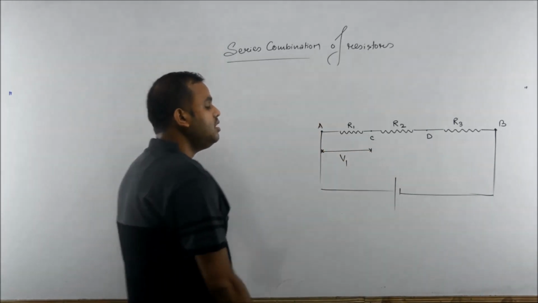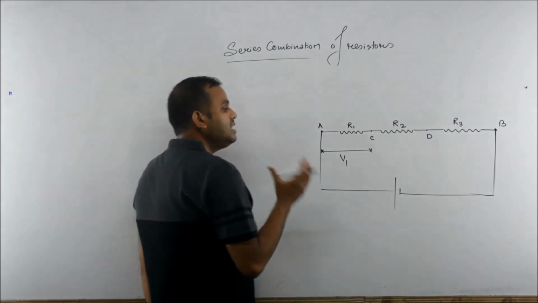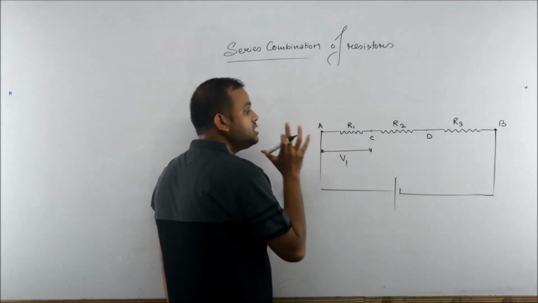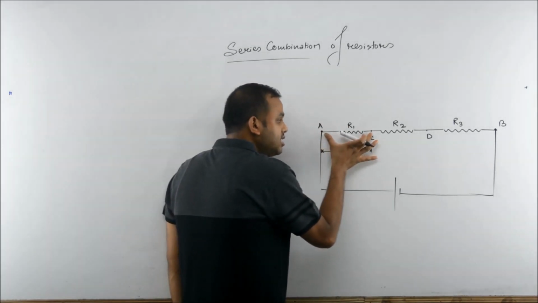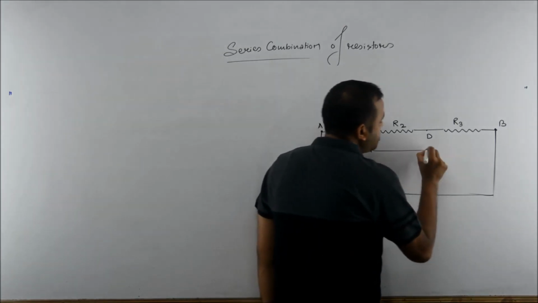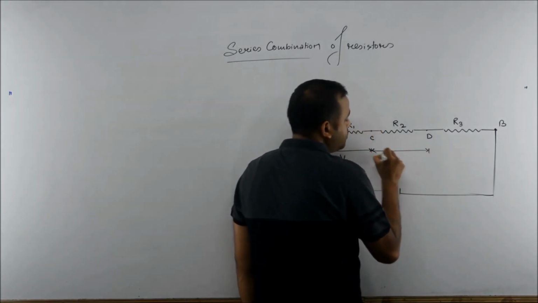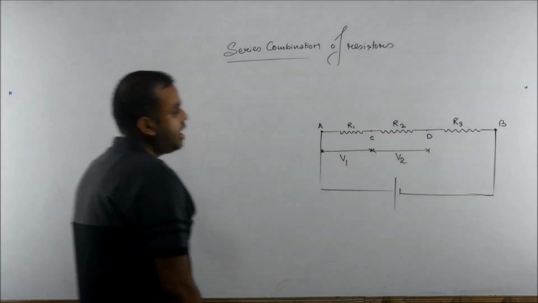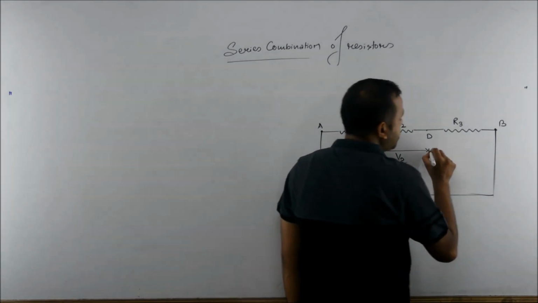Clear? So what is V1? It is the potential difference between A and C, or you can say it is the potential difference across this resistor of resistance R1. Similarly, say V2 is the potential difference across R2. Clear, friends? And V3 is the potential difference across R3.